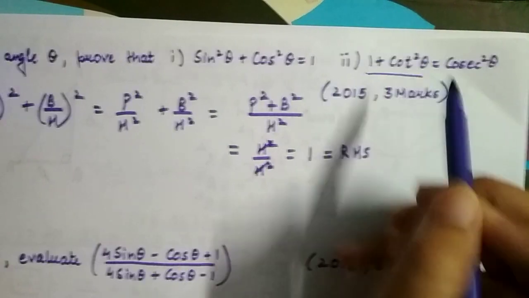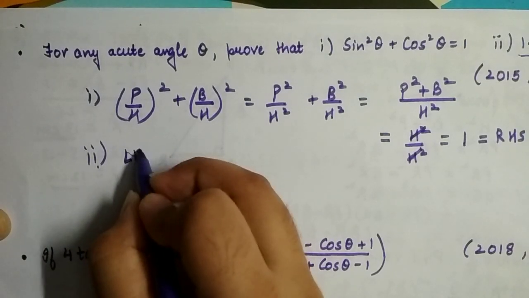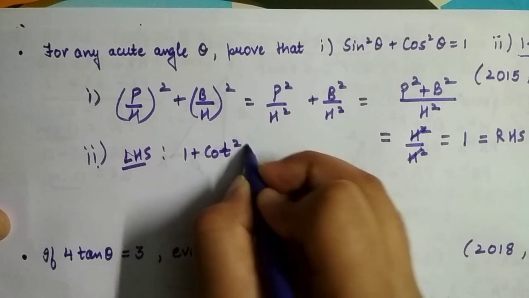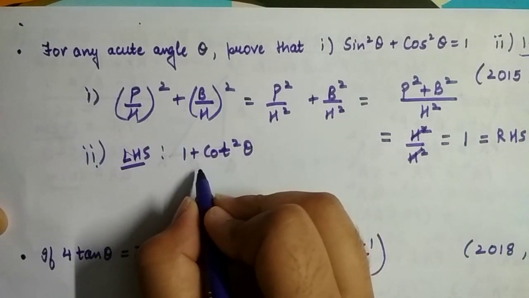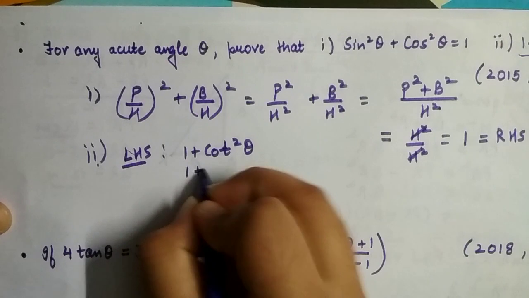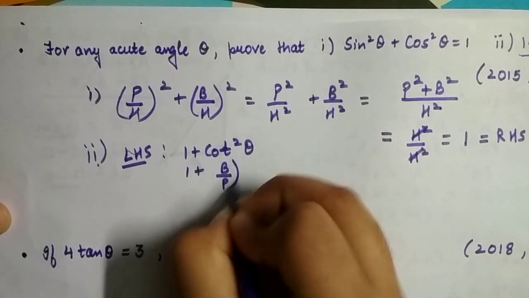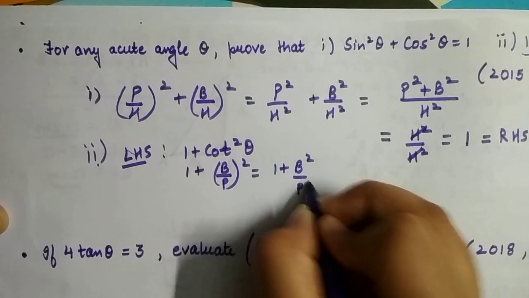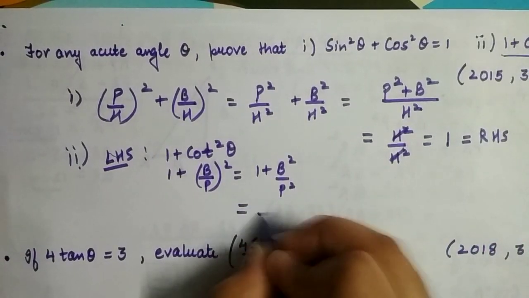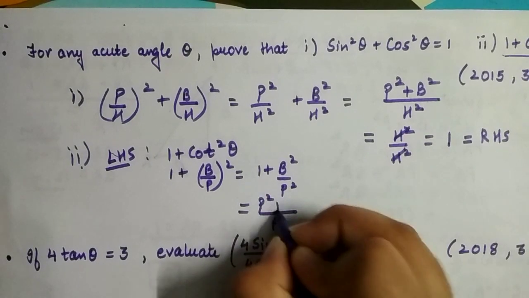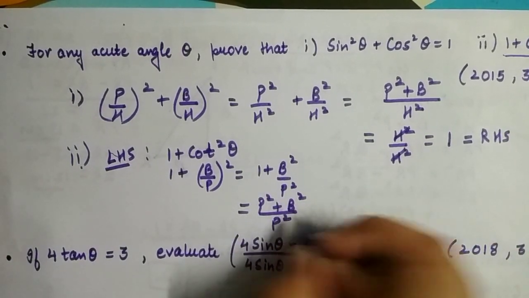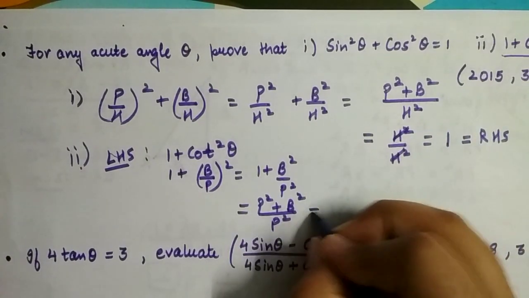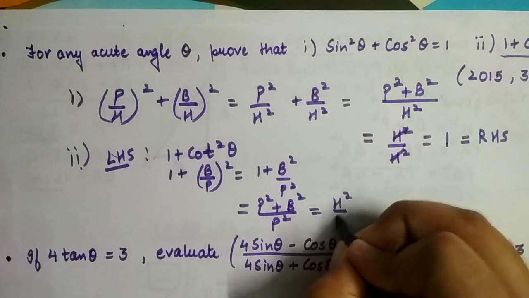In the second part, they are asking to prove 1 plus cot square theta is equal to cosecant square theta. So first of all, take the left hand side. Left hand side is 1 plus cot square theta. Cot theta is base upon perpendicular, so it is 1 plus (B upon P) whole square, that is 1 plus B square upon P square. Again take LCM. You will get P square plus B square in the numerator and P square in the denominator. Now P square plus B square is equal to H square, so H square upon P square.